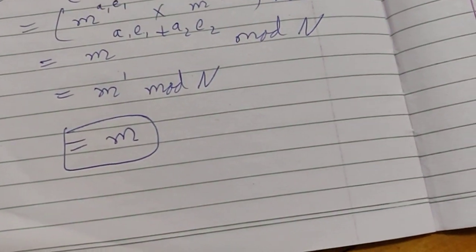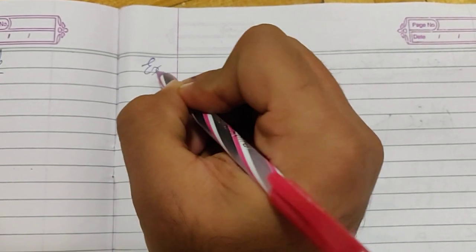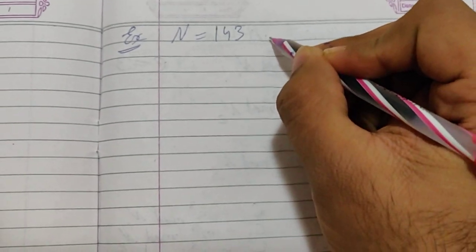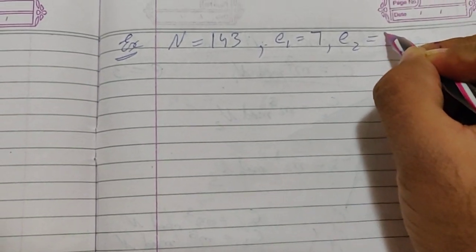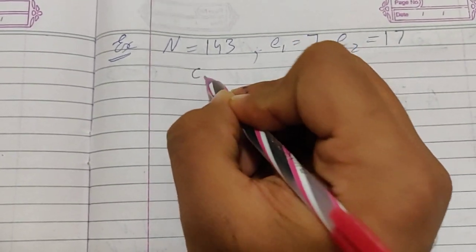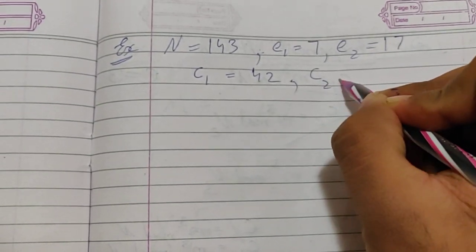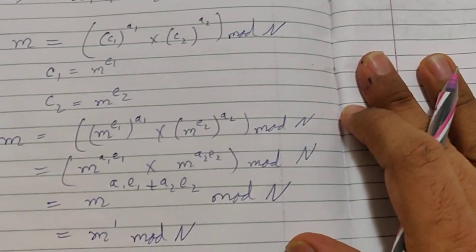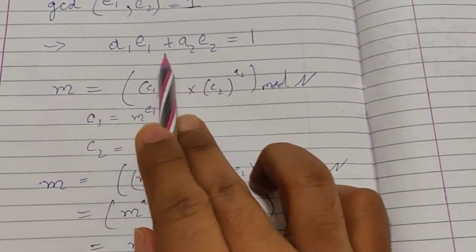Now let us try solving it with an example where we have some particular numbers. Suppose we have N is equal to 143, E1 is equal to 7, E2 is equal to 17, C1 is equal to 42 and C2 is equal to 9. Now to calculate the entire sum, we need two more values, that is A1 and A2. So how do we get them?